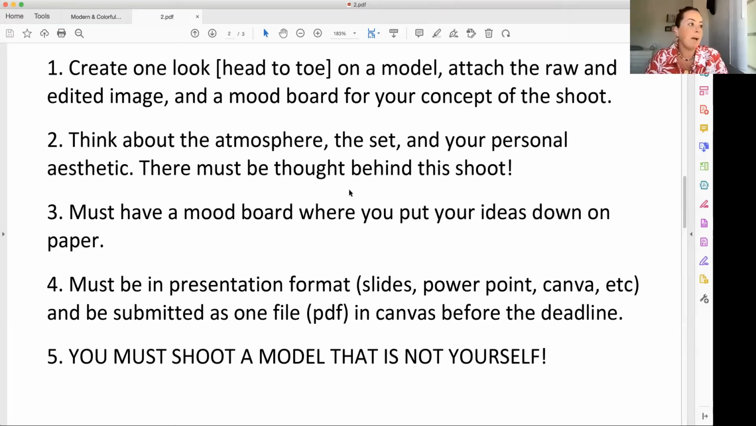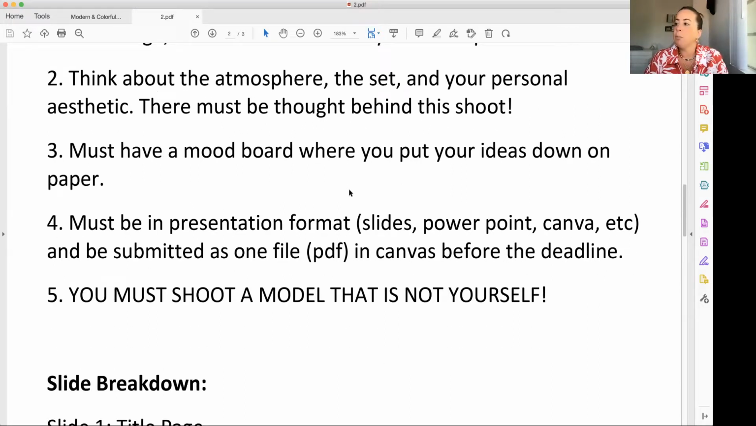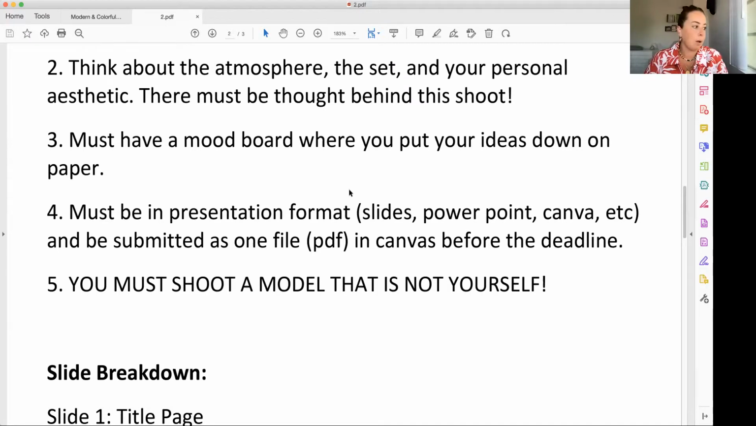So thinking about the environment, where you're shooting it, how the outfit's going to look in that environment, how the model's posing, what story and emotion you're trying to execute behind that lens. So there needs to be a lot of thought behind the shoot. I need to be able to tell that you put thought into it and that you actually went and executed that. Okay. You also need to have a mood board where you put your ideas down on paper.